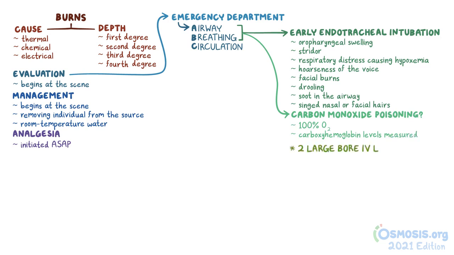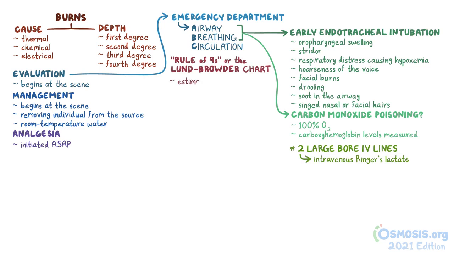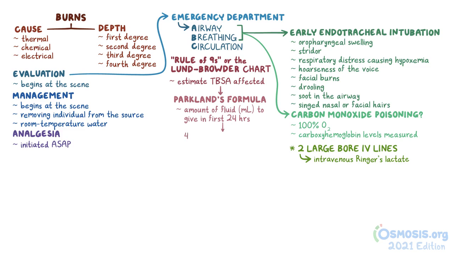Two large-bore intravenous lines are inserted to initiate intravenous Ringer's lactate. Using the rule of nines, or the Lund-Browder chart, estimate the total body surface area affected, and insert it into the Parkland formula to determine the amount of fluid in milliliters to give in the first 24 hours. This is equal to 4 multiplied by the weight in kilograms multiplied by the total body surface area. Half is given in the first 8 hours, and the other half is given in the next 16 hours.